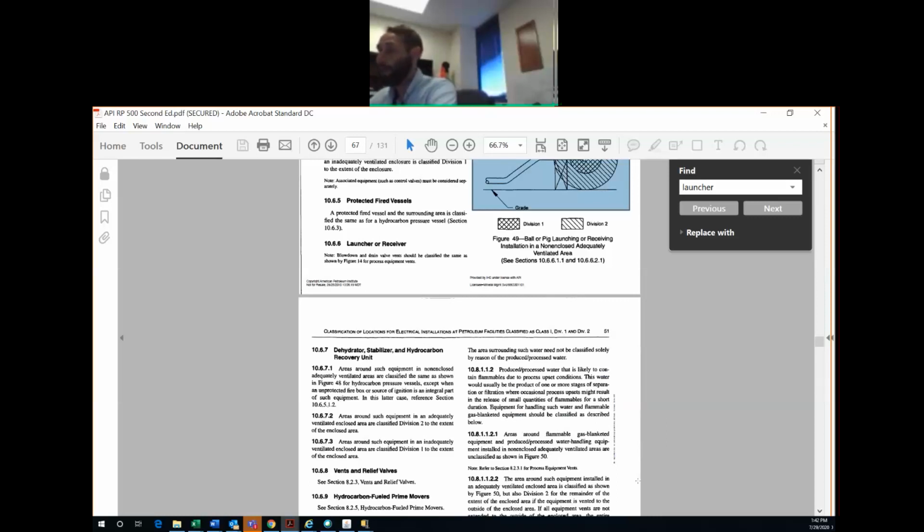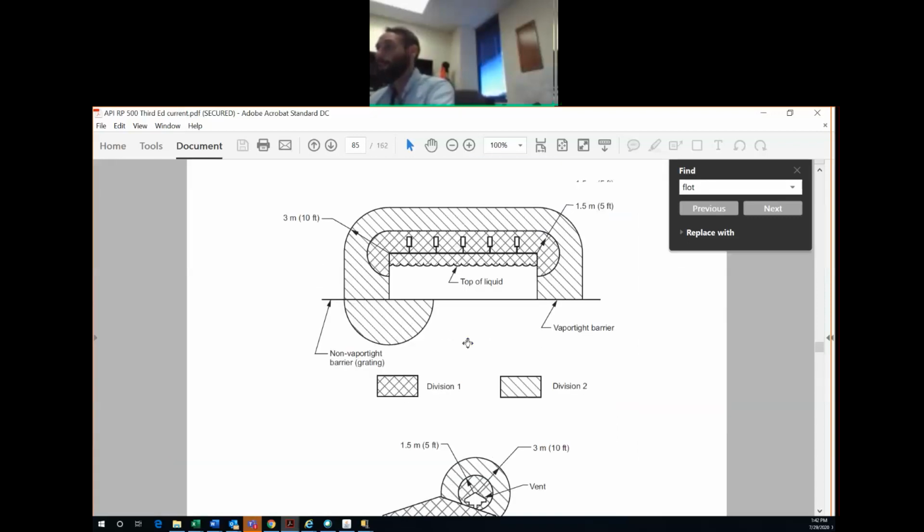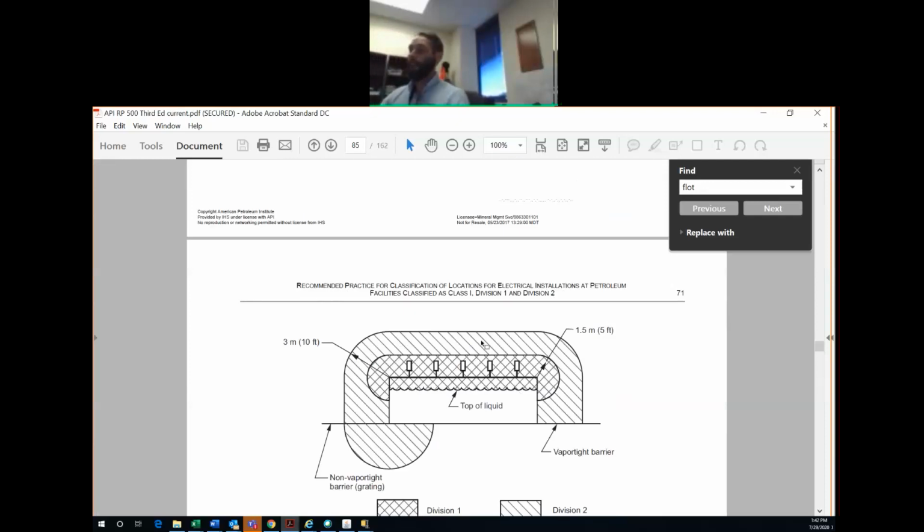And the last thing I want to point out, and I know I might get cut off in the middle of explaining this, is that the third edition of API 500 does have a different way of classifying flotation cells. This is a point of emphasis for me because I've noticed that a lot of flotation cells have leaking gaskets. And finally, API 500 has recognized that this is a situation where gas is normally present. So they are classifying flotation cells with a 5-foot Class 1 Div 1 area and 10-foot Class 1 Div 2.